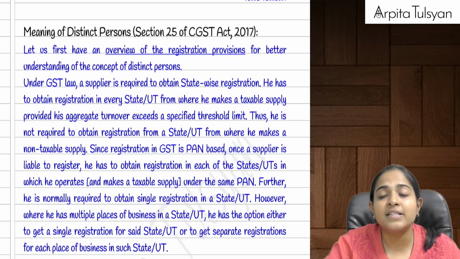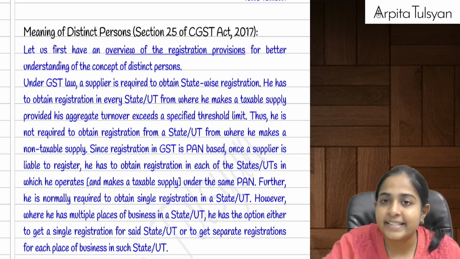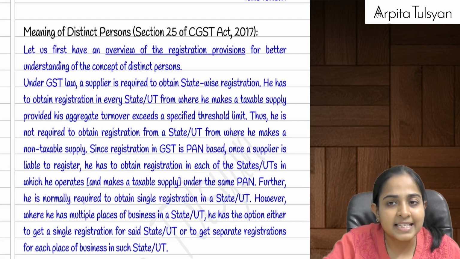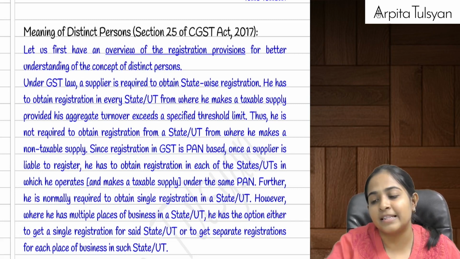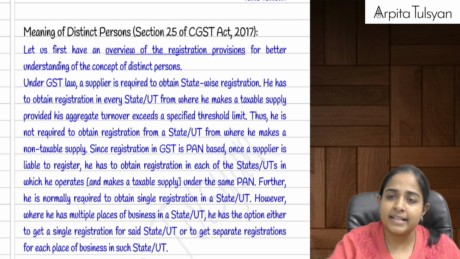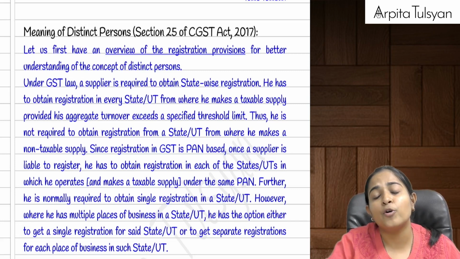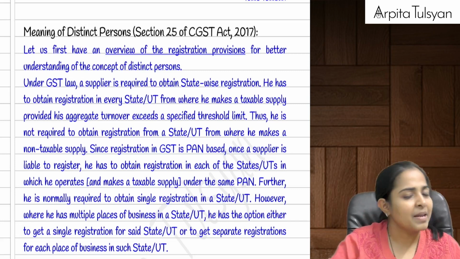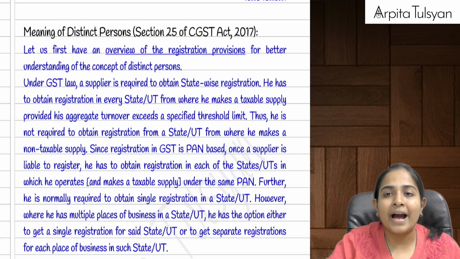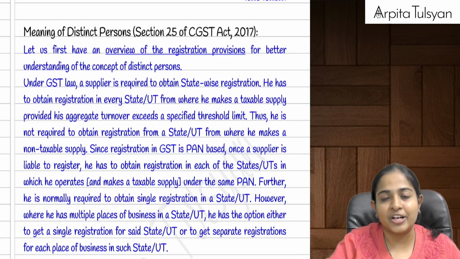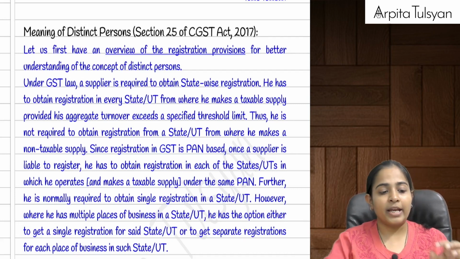Separate registration is required when you go to another state. But if you open another office within the same state, then normally separate registration is not required. But still, if I want to take a separate registration, can we take? The answer is yes.